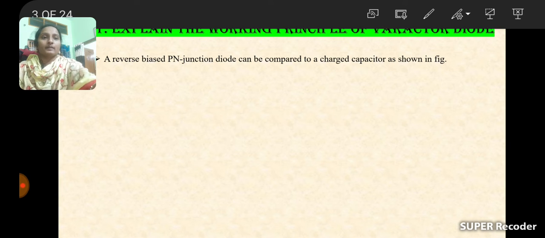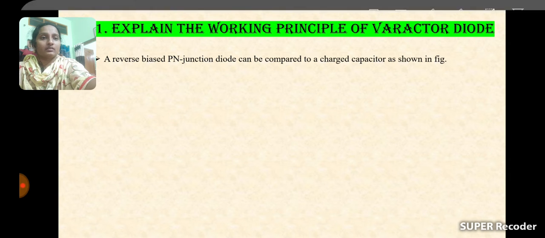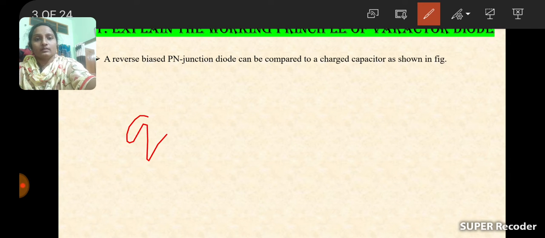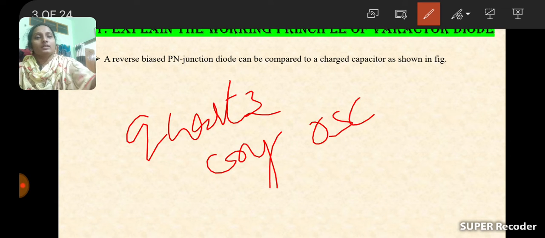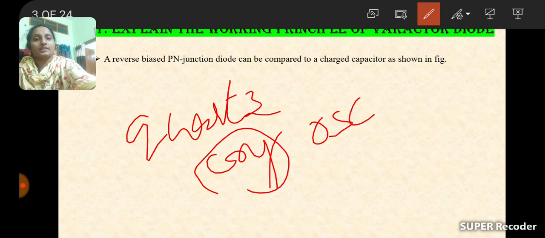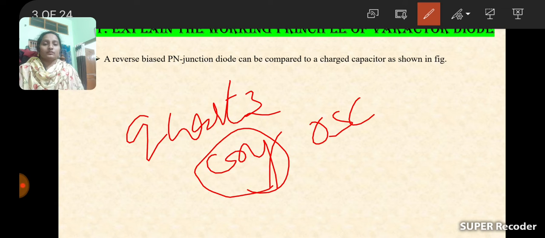In our last class we have discussed quartz crystal oscillators. So here, what is the basic element? Crystal is used. Why are we preferring crystal and what is the principle involved? The crystal is used to provide high frequency oscillations, and it works based on the principle of piezoelectric effect.